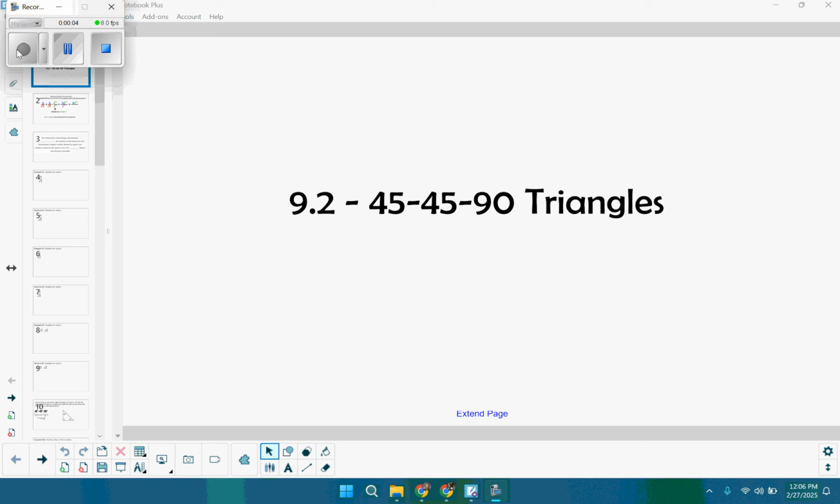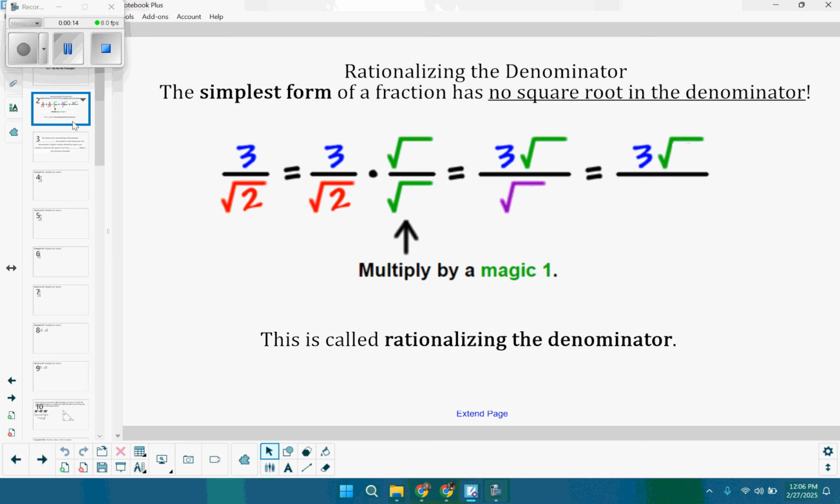This is part of lesson 9.2. We're going to talk about special right triangles, the first of which is called a 45-45-90 triangle. Before we get into that, we're going to talk about some radicals, some square roots. The simplest form of a fraction does not have a square root in the denominator, or the bottom of the fraction. So we have to do something called rationalizing the denominator.